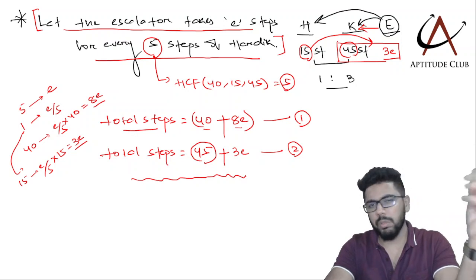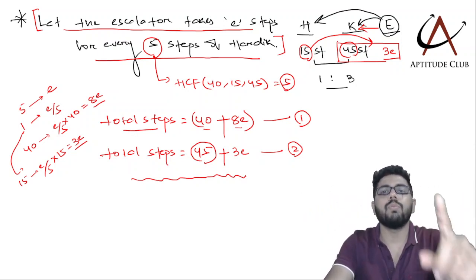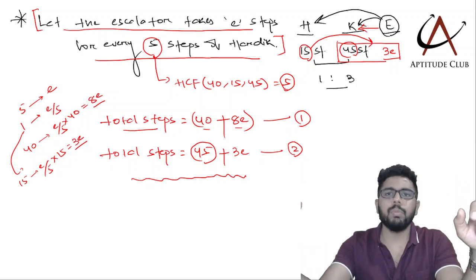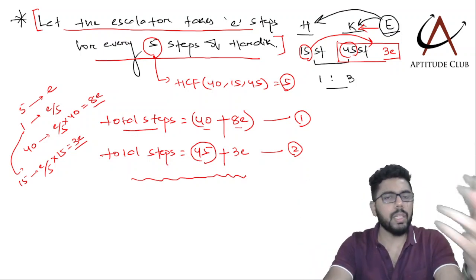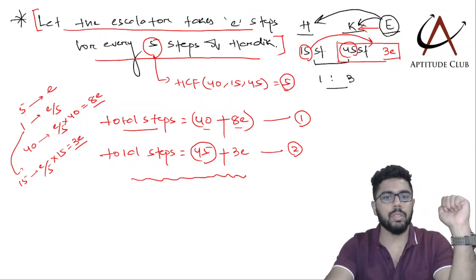You can take any other number, you will still get the same answer. I could have taken: let the escalator take E steps for every 1 step of Hardik. The answer would have been proportionately the same. But if you take 5, it is more convenient. And this approach is called the HCF approach.